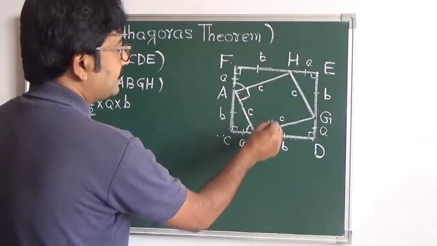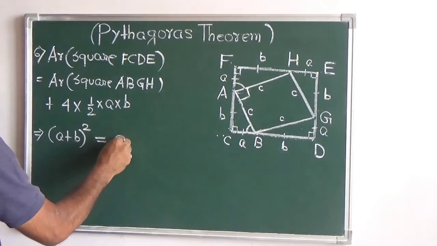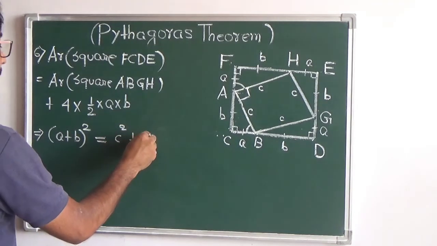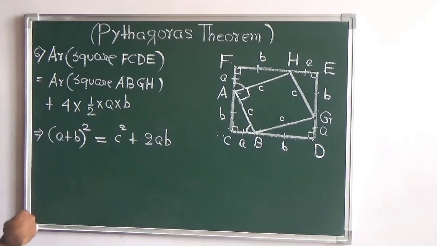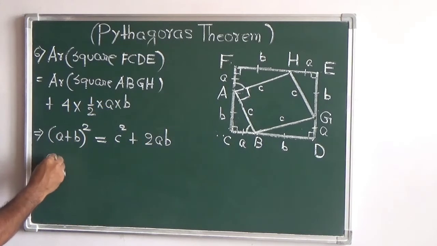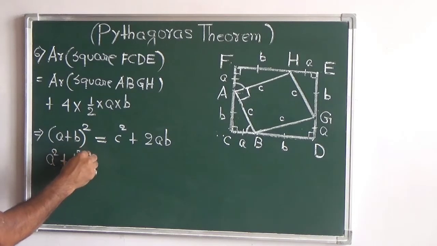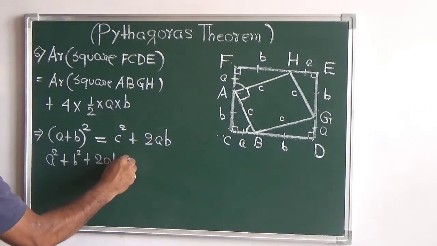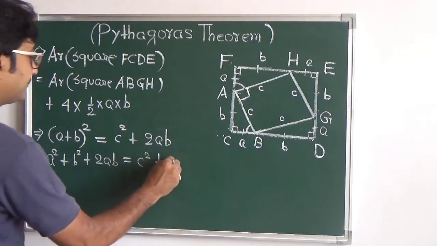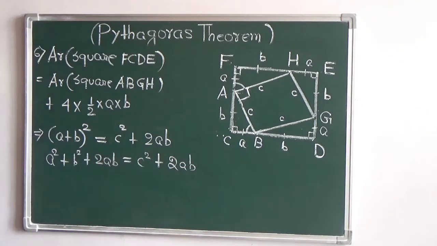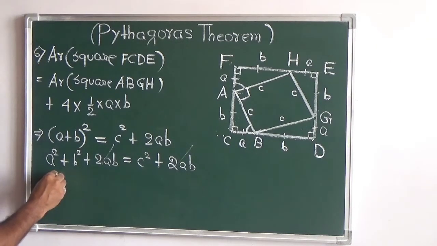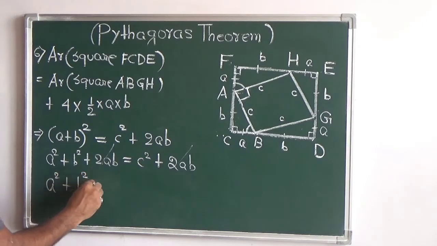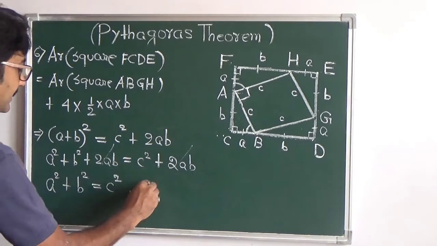Now what is the area of this square? ABGH, that is side square, that is C square, plus twice AB. Now we'll expand this. We have A square plus B square plus twice AB is equal to C square plus twice AB. Now twice AB is common on both sides, so they will be cancelled out. So A square plus B square is equal to C square is the relation.